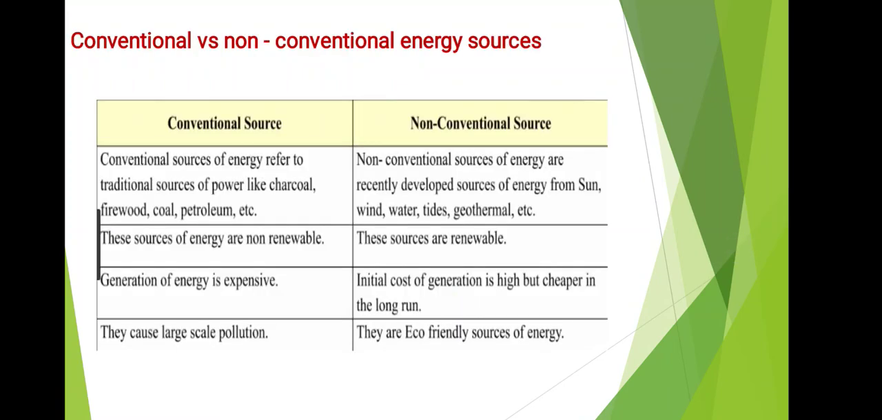Conventional versus non-conventional energy sources. What are conventional energy sources? Sources which are not renewed again and again. We call them conventional energy sources, such as charcoal, firewood, coal, petroleum. Whereas non-conventional energy sources are the sources which are renewed again and again. Examples: wind energy, water energy, tides, geothermal, sun.